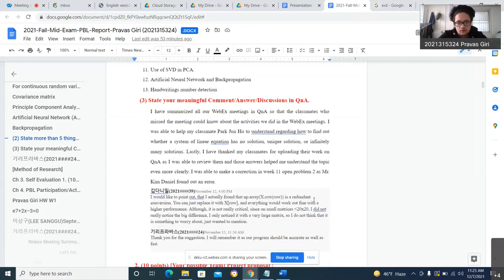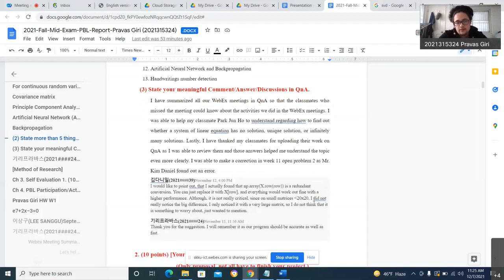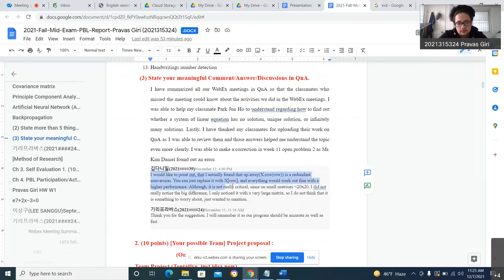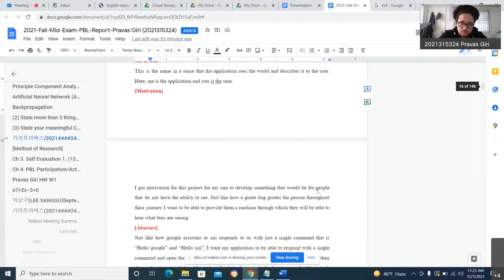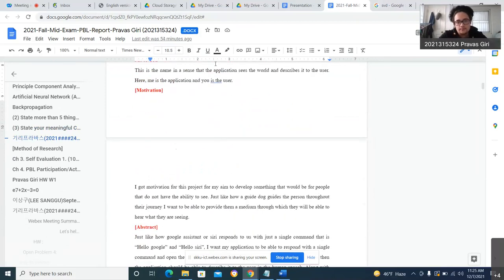And these are my meaningful statements and conversations with them, like Daniel gave wonderful feedback about this one, and this is my project proposal. Just like how we can use our Google camera to identify objects and search for them, I wanted to make an app for special people who don't have proper vision, so that they can use this app to know what they are seeing or what the object in front of them is.